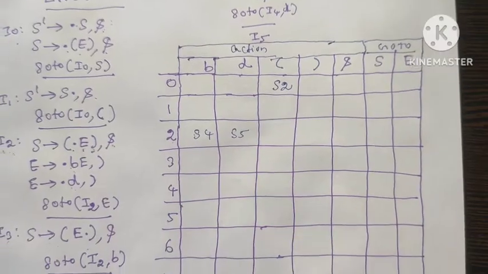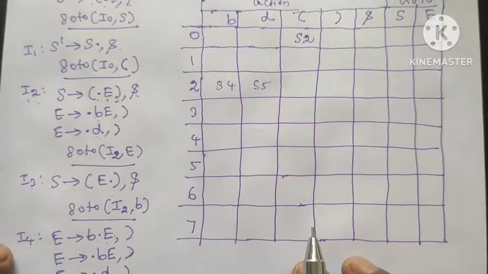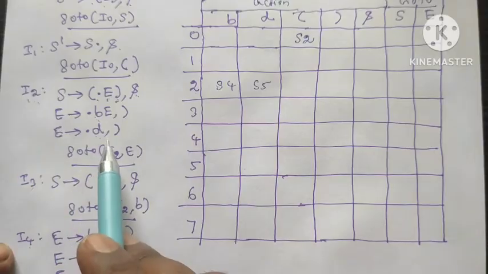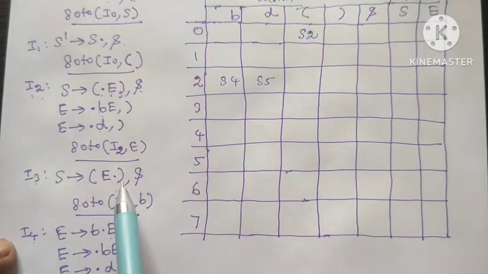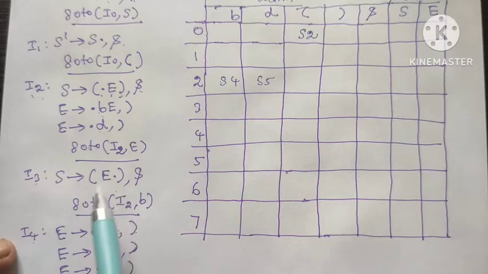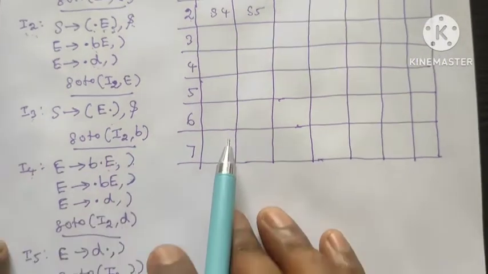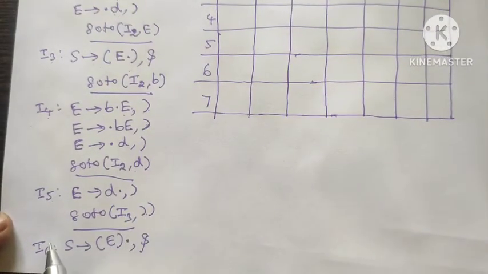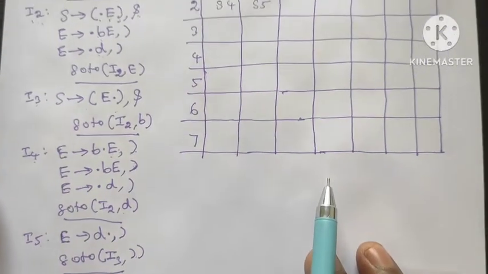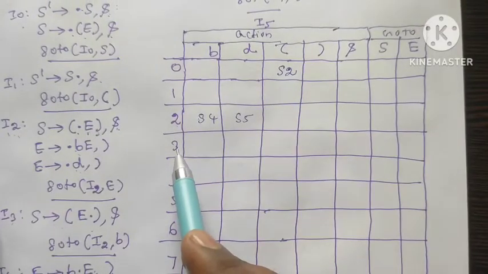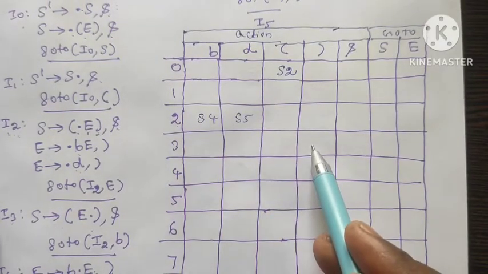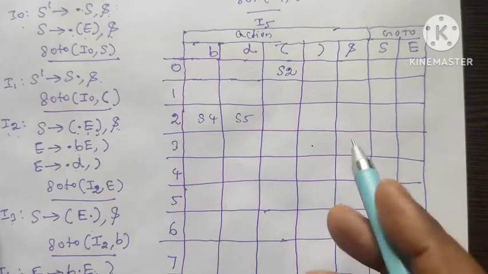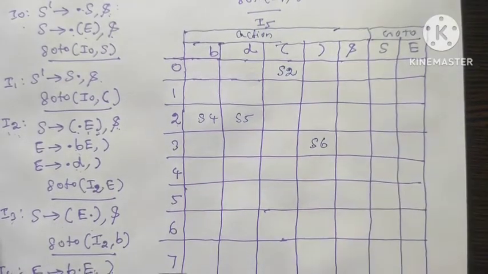Now come to I3. I2 has been completely processed. In I3, the dot is before close brackets, isn't it? So go to of I3 comma close brackets. Go to of I3 comma close brackets produces I6. So write it as S6.